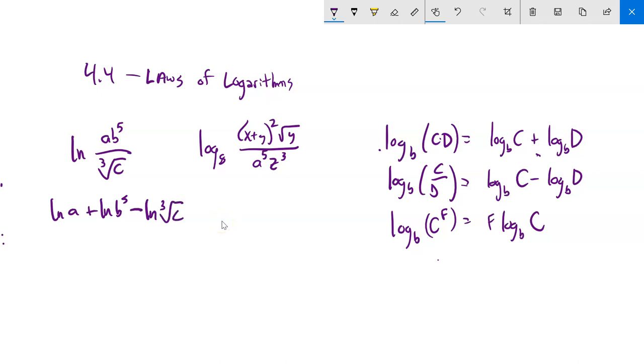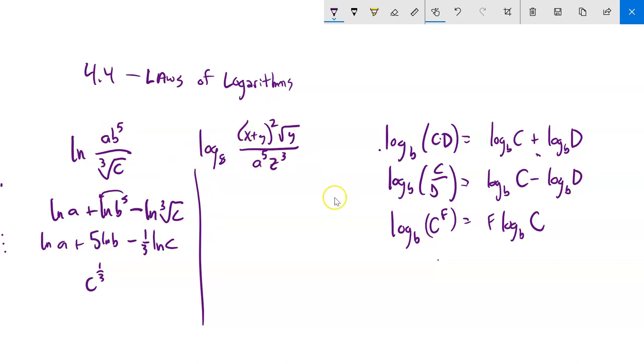And so now this one's fine, I don't have any exponents. This is a b to the 5th, so I can shift that exponent down to multiplication: 5 times natural log of b, minus. Now the cube root is the same as taking to the 1/3 power, so this would be 1/3 times natural log of c. So notice anything that was negative had come from the denominator. Anything that was positive came from the numerator.